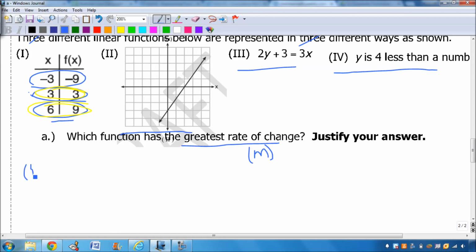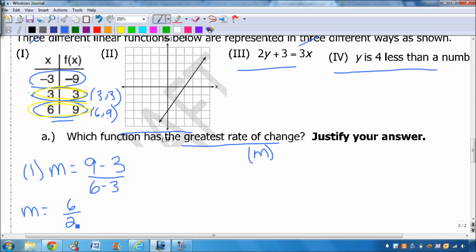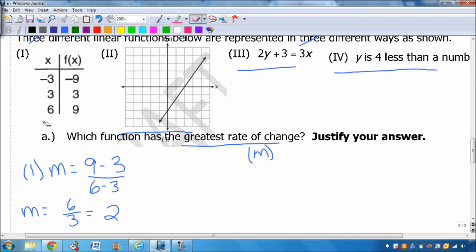So function number 1, let's write out our coordinates. So (3, 3) and (6, 9). So our y2 is 9, our y1 is 3. So I would do 9 minus 3. Our x2 is 6, and our x1 is 3. So I would do over 6 minus 3. So I would get m equals 6 over 3, which means that your slope right here is 2. So I'm going to write down right here that our slope for function number 1 is 2. Our rate of change is 2.